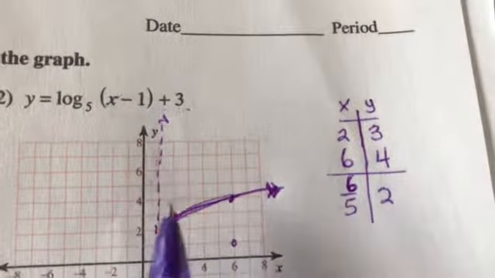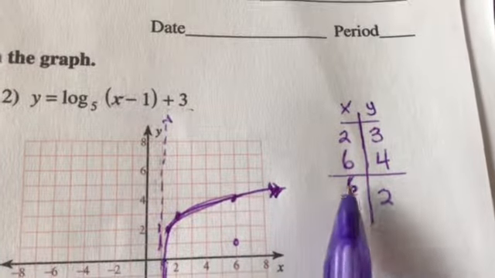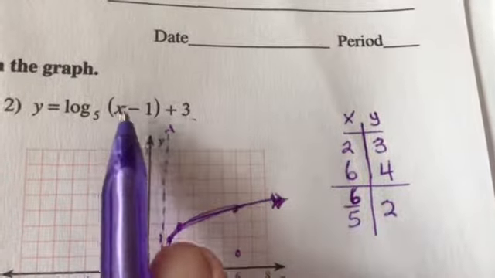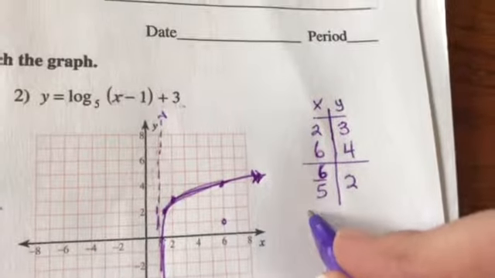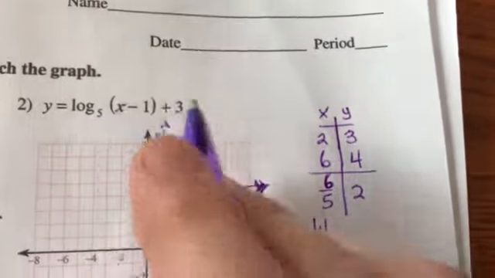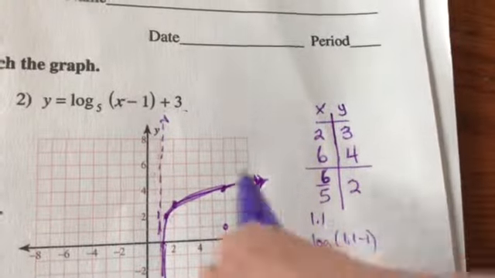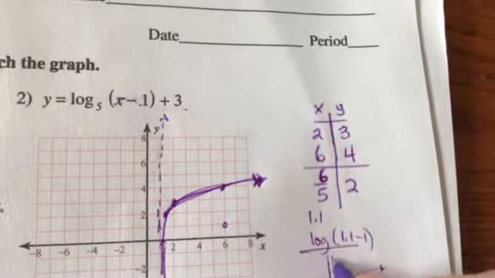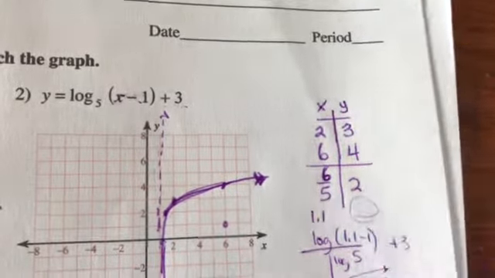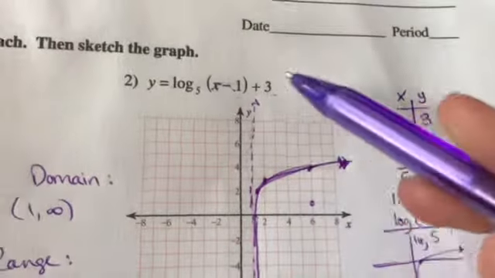Whatever your asymptote is, it's 1. Plug in something really, really close to 1. I chose 6/5 because my base was 5. But if you just want to use your calculator, it has to be bigger than 1, so try 1.1. Hit the log of 1.1 minus 1, because that's what it says, divide it by the log of 5, and then add 3. Then see what you get and round it off a little bit, so you can see what your graph is going to look like. All of these are going to look like that.